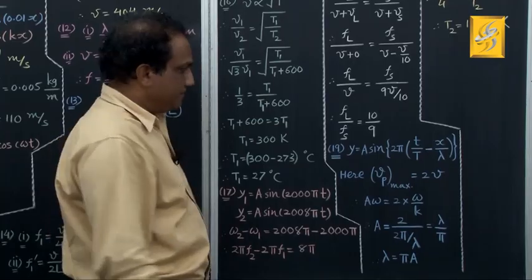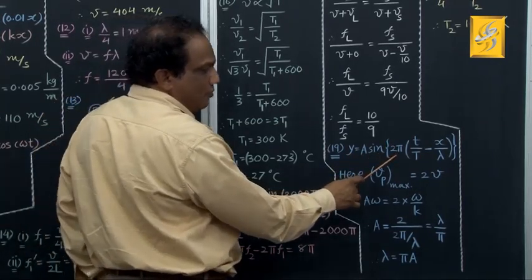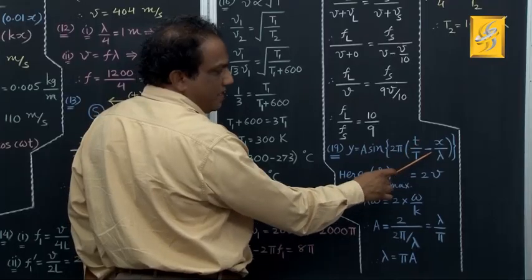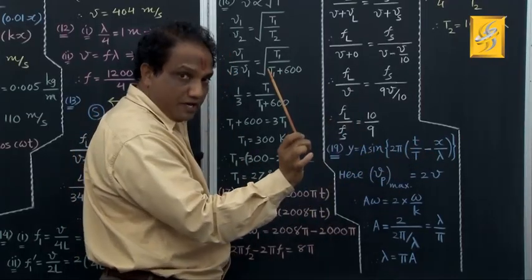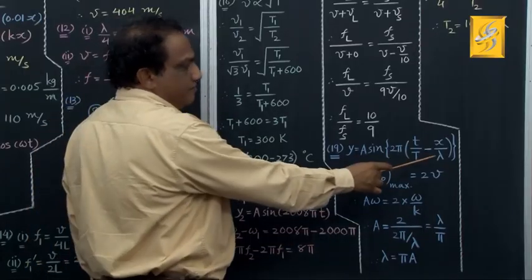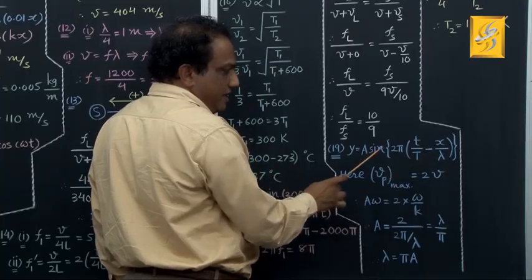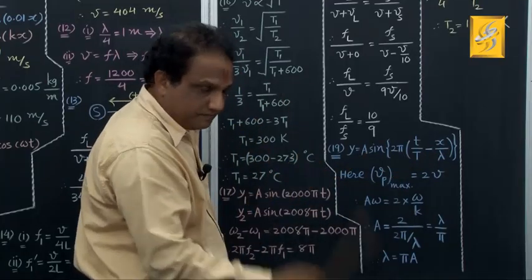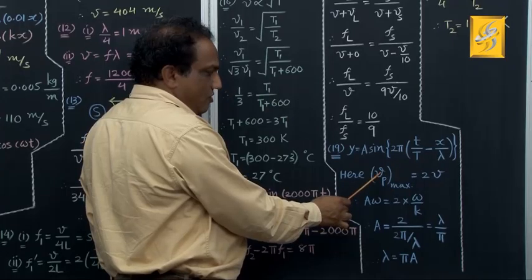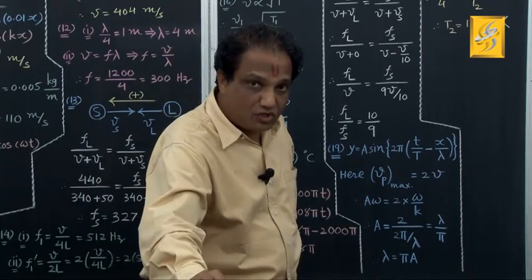Read it? Come on. Y equals a sine into curly bracket 2 pi into small brackets t upon T minus x upon lambda. Okay. If this is the wave equation, then you may say in this wave the wavelength is lambda, periodic time is capital T and amplitude is a. Simple. What is the formula for velocity of particle during the propagation of wave?